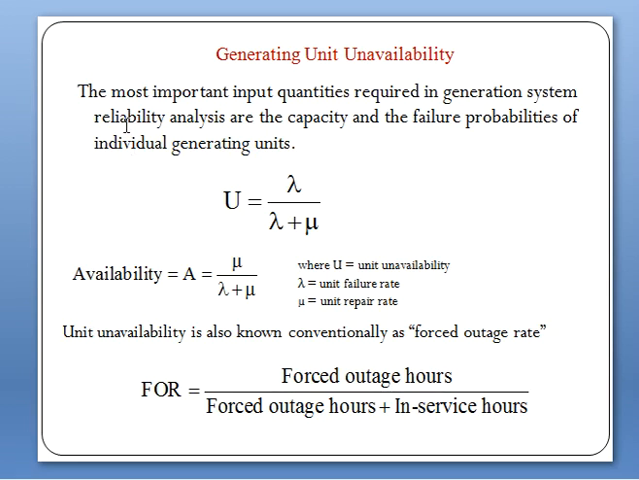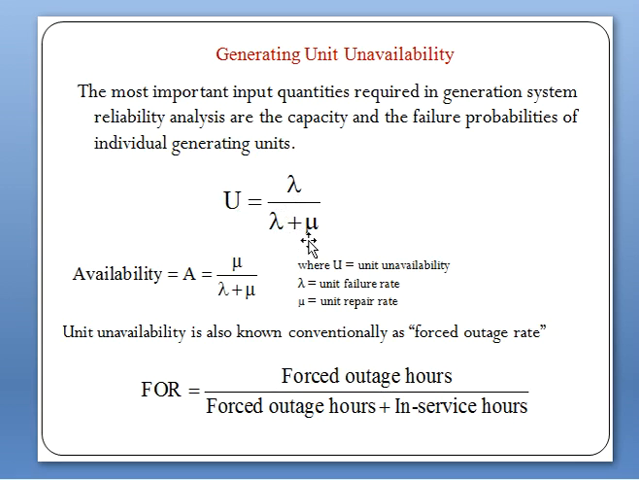First, for the generation model, we will calculate the generating unit unavailability. The most important input quantities required in generation system reliability analysis are the capacity and the failure probability of the individual generating unit. किसी भी जनरेटिंग यूनिट के लिए उसकी फेलियर रेट क्या है, उसकी कैपेसिटी क्या है, इन चीज़ों के बारे में जानना सबसे पहले ज़रूरी है. तो what is the unavailability of the generating unit? Lambda divided by lambda plus mu.